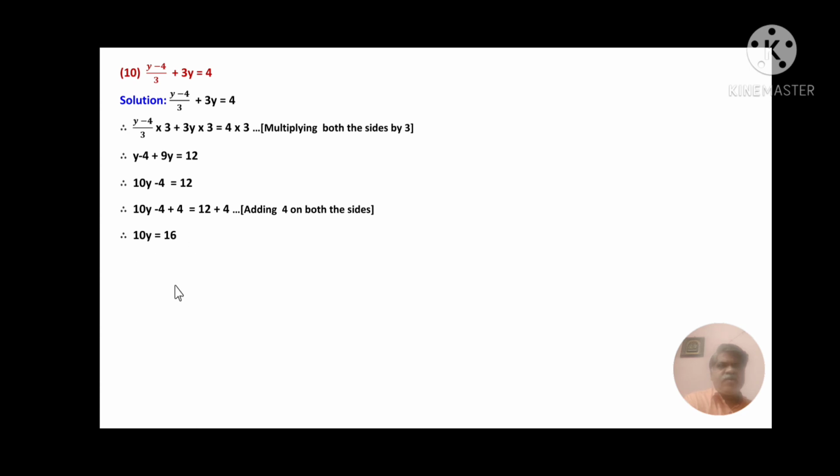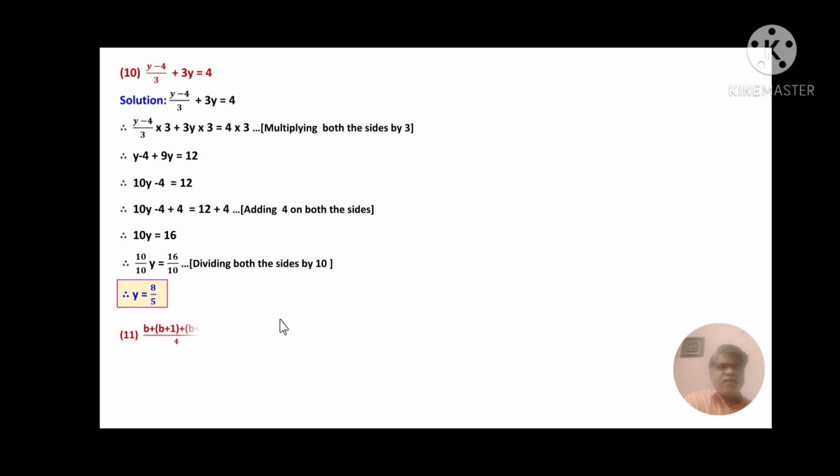This 10 we have to remove. So divide both sides by 10. So 10y upon 10 is equal to 16 upon 10. Therefore y is equal to, for this simplification we will divide by 2. 2 fives are 10 and 2 eights are 16. Therefore y is equal to 8 upon 5, which is the solution of the given equation.